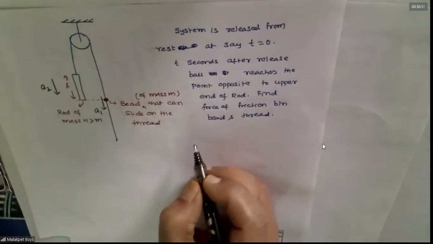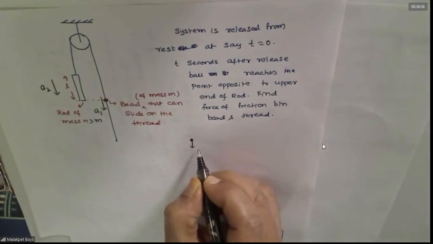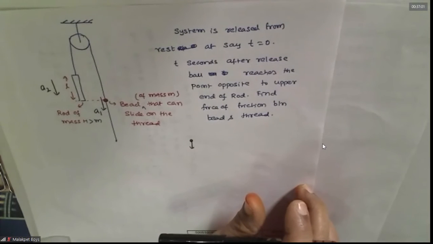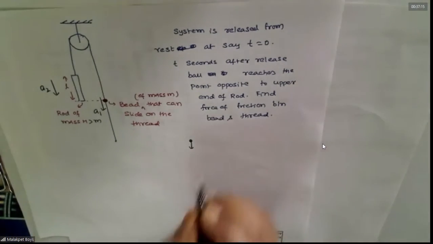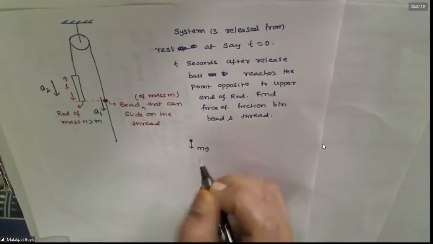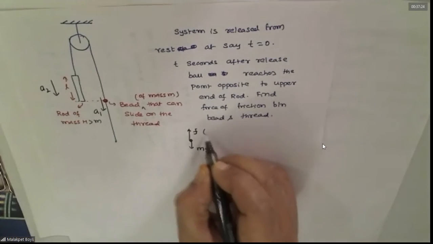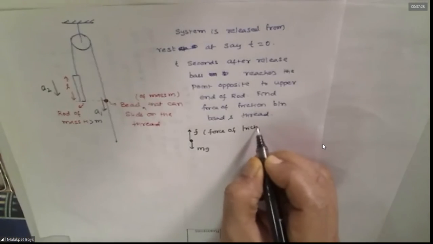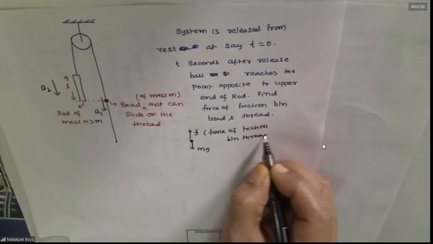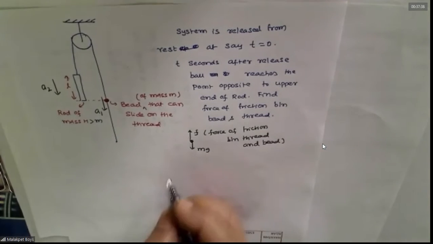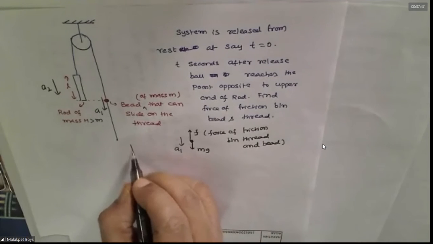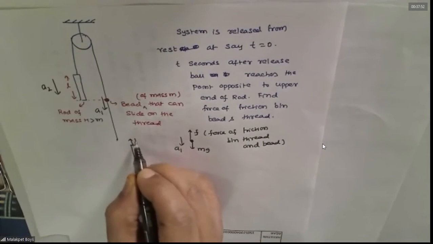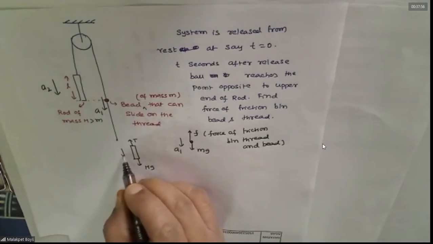Now we will draw the free body diagram for each one. This is mg, and therefore the friction, the thread will oppose this, no? Do you agree with this till here? Yes, sir. Followed? And this is A1. Similarly, the rod: this is the tension, this is mg, this is A2.